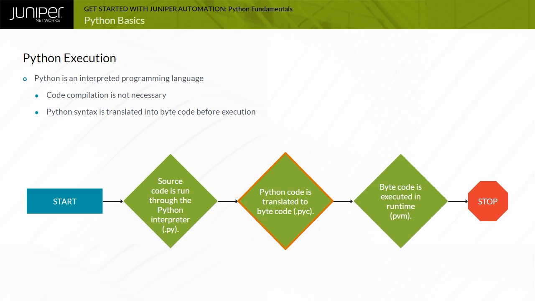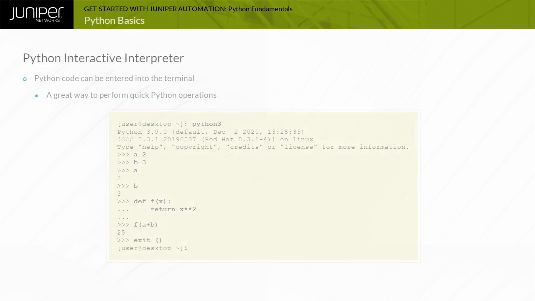Storing Python modules and packages in this manner speeds up execution because the interpreter doesn't need to evaluate the Python code every time the module or package is referenced. Finally, the bytecode is passed to the Python runtime, known as the Python Virtual Machine or PVM, that executes the bytecode instructions.